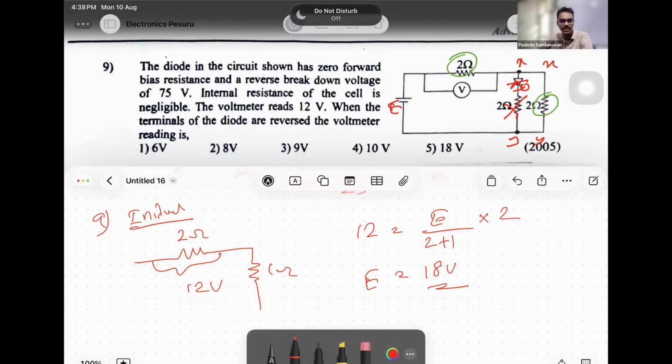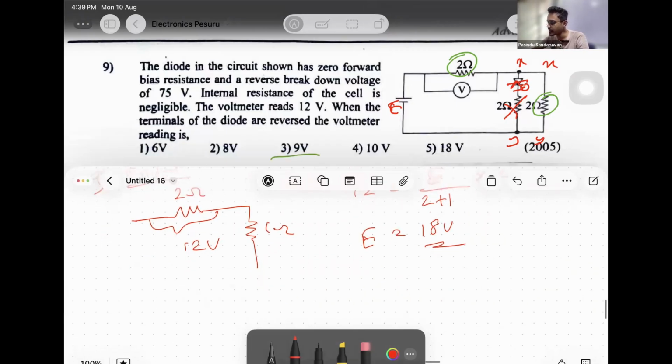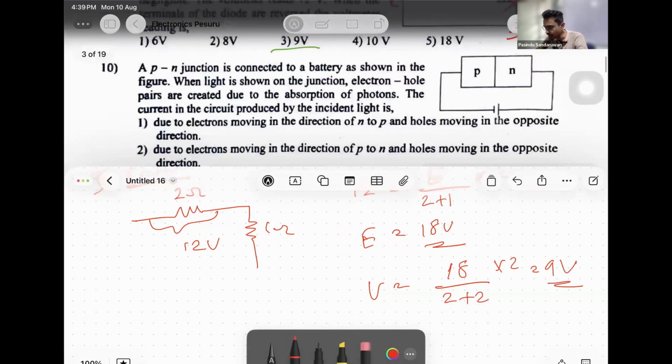Now, when resistors are equal, no need to apply the potential divider again. If resistances are equal in series combination, potentials are also equal. Then it reads 9 because 18 should be divided into 2. V equals 18 over 2 plus 2, times 2. This is 9 volts. 9 volts.